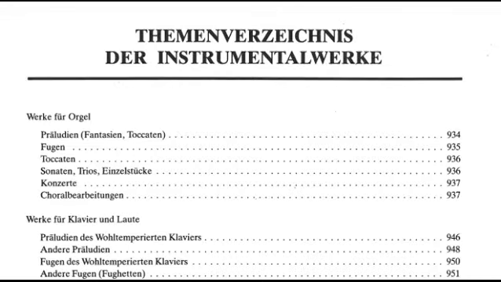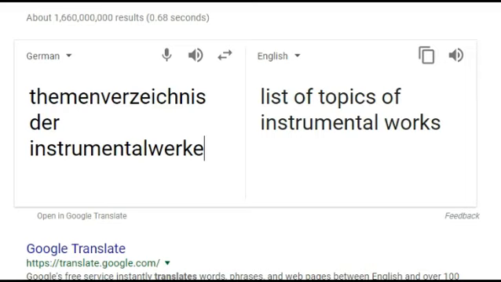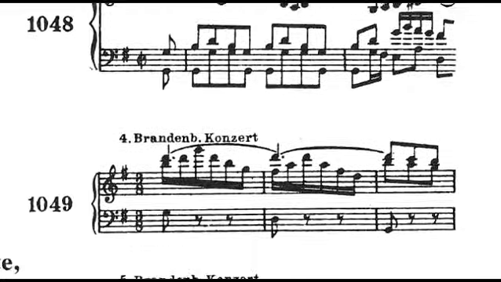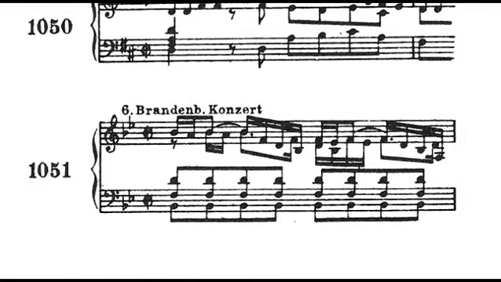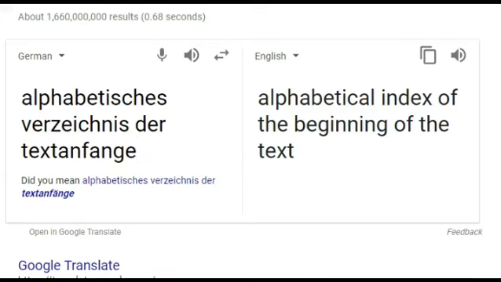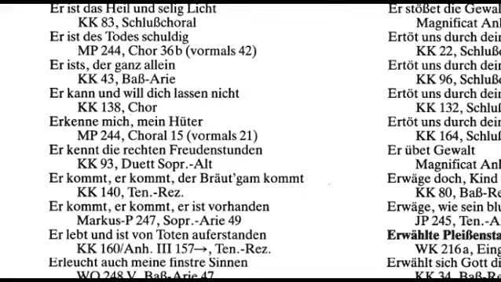Two important features in the Schmieder catalog help us locate compositions. This thematic index to the instrumental works serves as a faster way to identify a piece by its theme than by paging through the entire book composition by composition. Here, for instance, we see the beginning of each of the 6 Brandenburg concertos. The alphabetical list of text incipits allows us to quickly find a piece based on its text. For example, if we have the text of the recitative that is the second movement of Cantata 140, this index will allow us to look it up and will refer us to the correct composition.